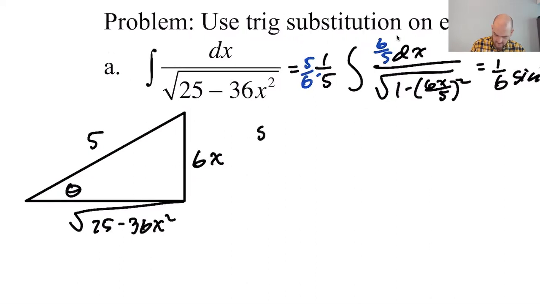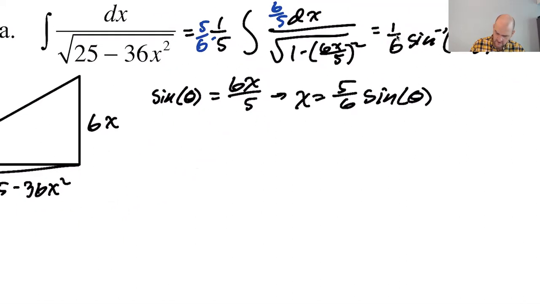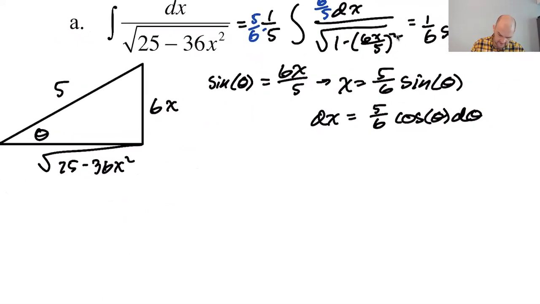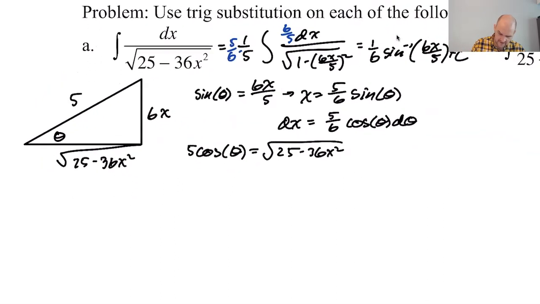All right, so sine of theta is 6x over 5, which means x is 5/6 sine of theta, which means dx, because we have to sub for dx, is 5/6 cosine of theta d theta. And then our radical thing is cosine of theta is this over this. So let's say that 5 cosine theta is the radical, 25 minus 36x squared. All right, substitution time. We got this for this, and we have this for this.